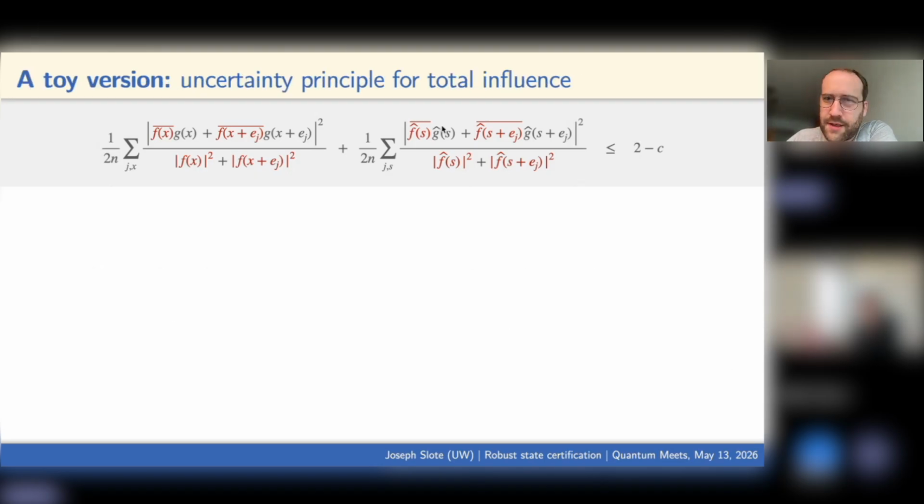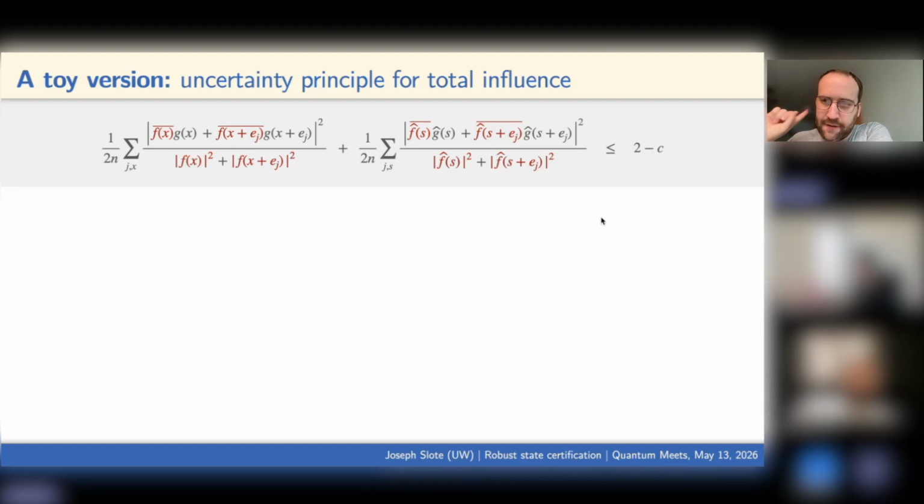So maybe I'll just talk about the proof of a special case, and then we can fast forward to the conclusions and next steps. And then if people want to see how you extend from the special case, then we can go backwards. So, okay. First, let's start with a toy version of proving this uncertainty principle.